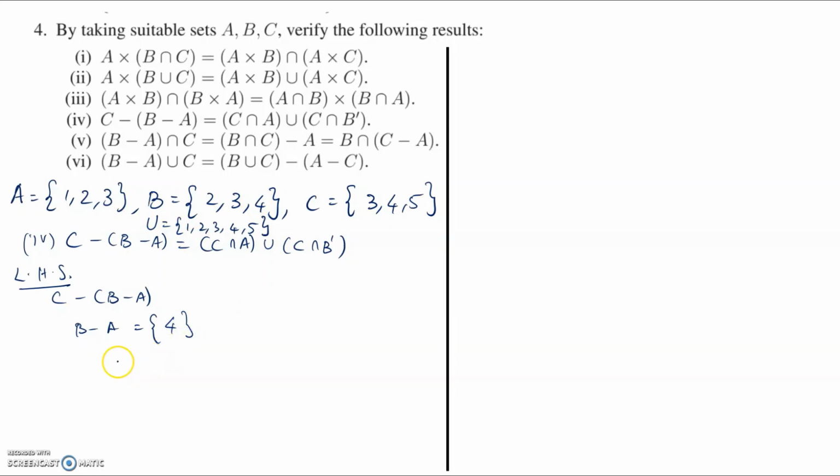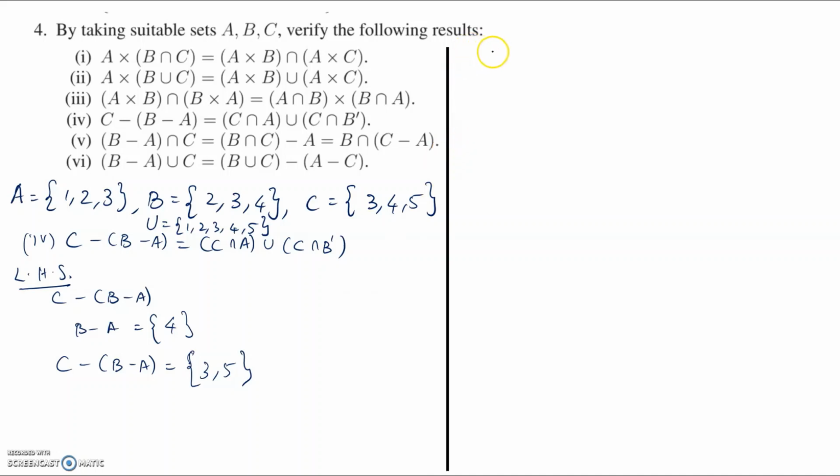4. Similarly, C minus B minus A will be equal to all elements that are in C but not in this B minus A. So 4 has to be eliminated. So your answer will be 3, 5.